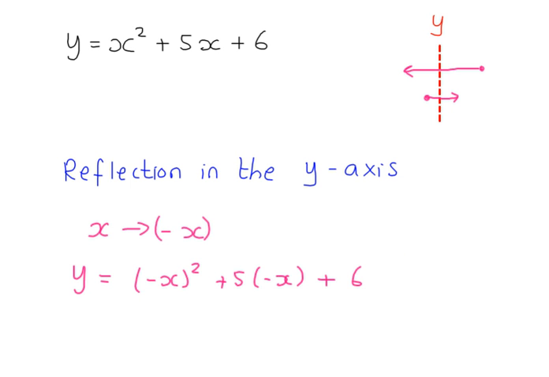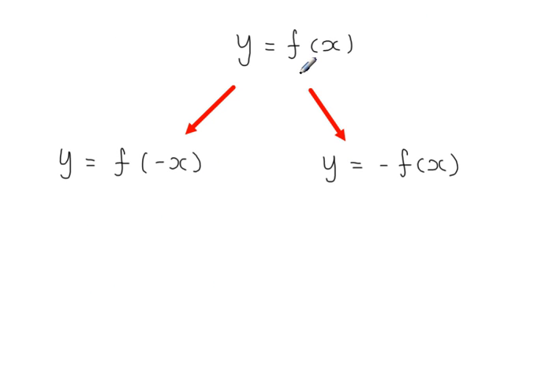Now we need to see what happens in terms of function notation. Okay, starting with y equals f of x. If that becomes y is equal to minus f of x, so we've changed the sign throughout for all the terms, this is a reflection in the x-axis. And if we change x to -x, that's a reflection in the y-axis.